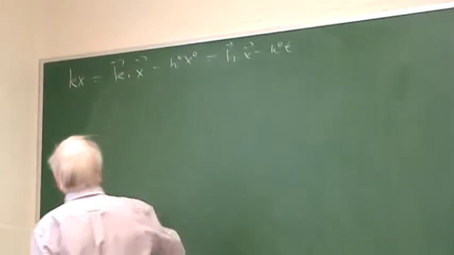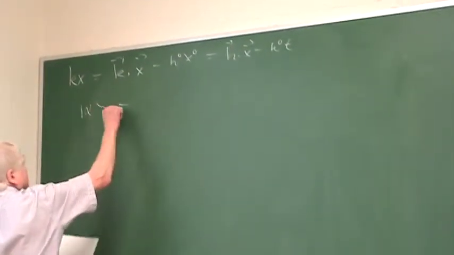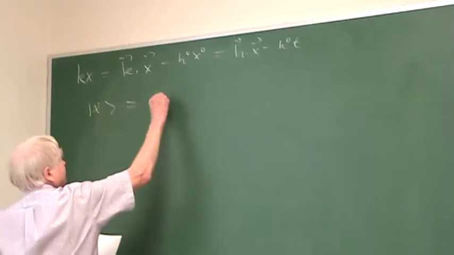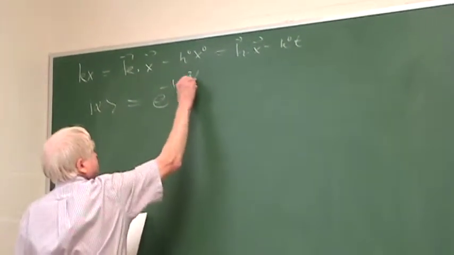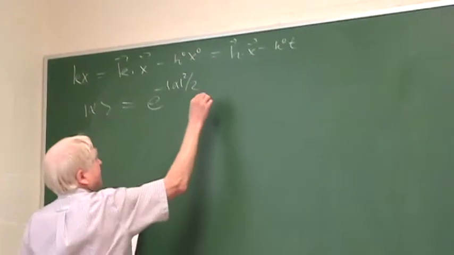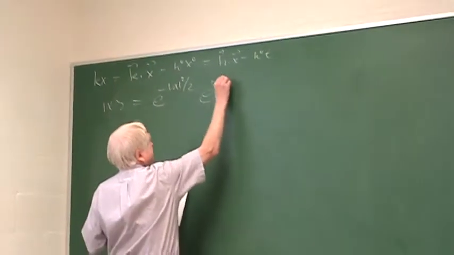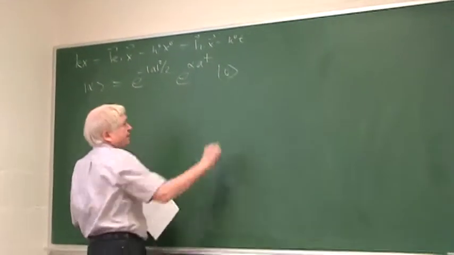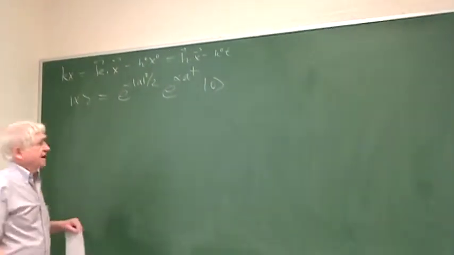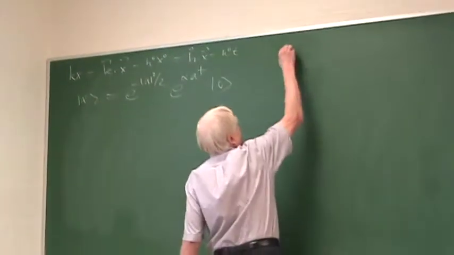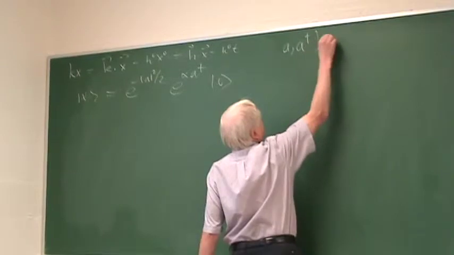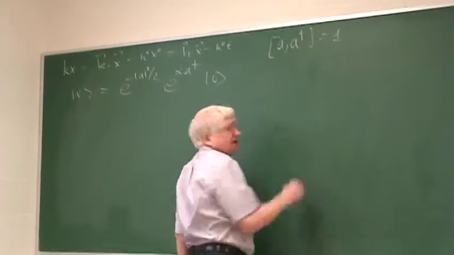All right. Let me remind you about the coherent state. The coherent state alpha is e to the minus alpha squared over 2, and then an exponential e to the alpha a dagger acting on the ground state of a harmonic oscillator. Here we're talking about commutation relations that look like this.